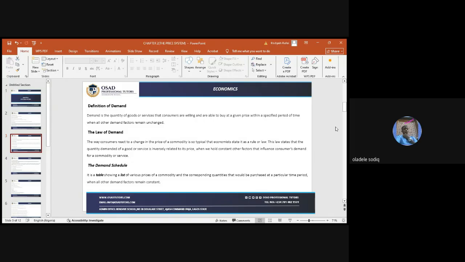When we are talking about other demand factors, we are still going to get there. We have so many demand factors. One of the demand factors is what? Your income level. That is one. Your taste and preference is another thing. Climate factor is another thing. Price of other commodities. So we are going to get there.